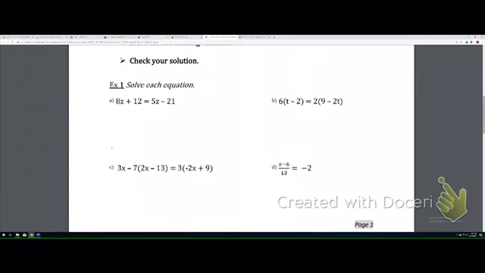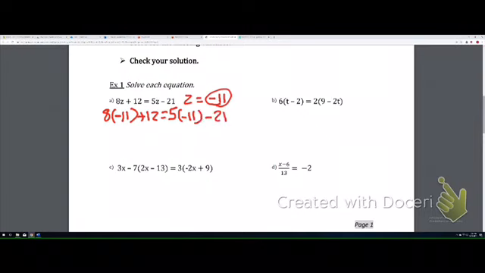And we're going to put, so our z was negative 11. We're going to plug that negative 11 into our equation to see if it equals out to check our solution. So we have 8 times negative 11, plus 12 equals 5 times negative 11, minus 21.